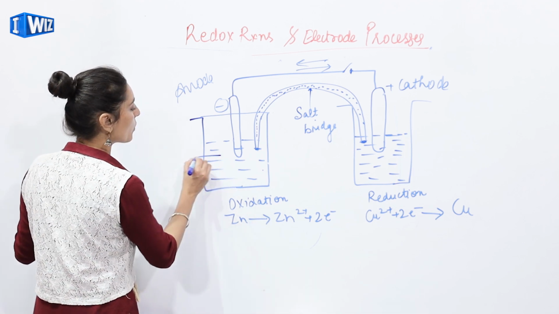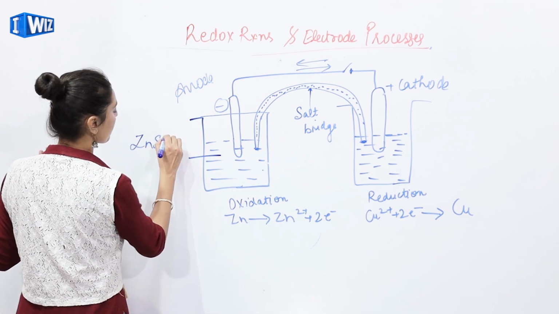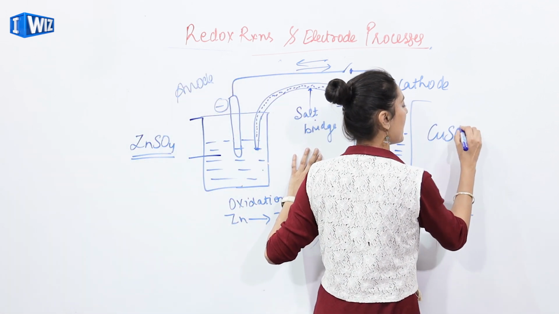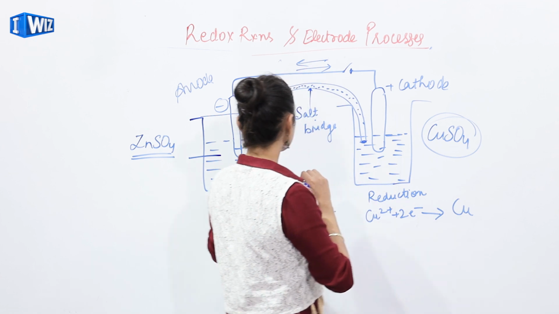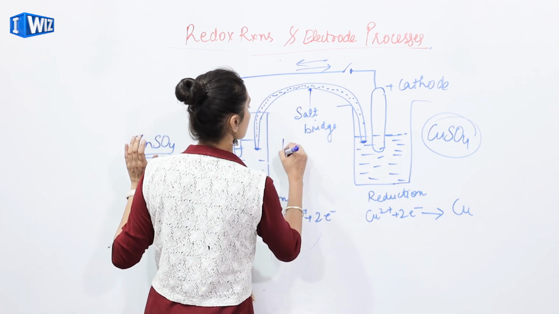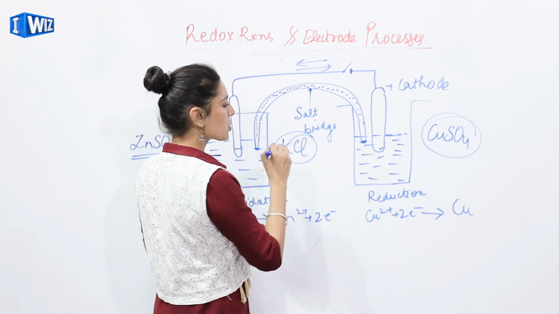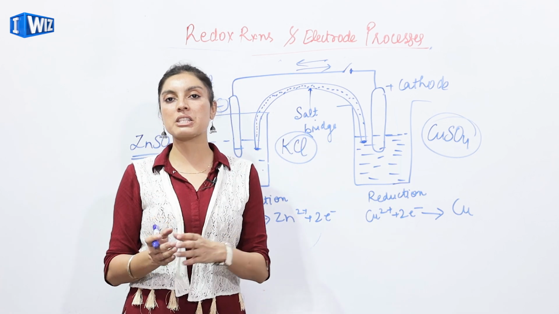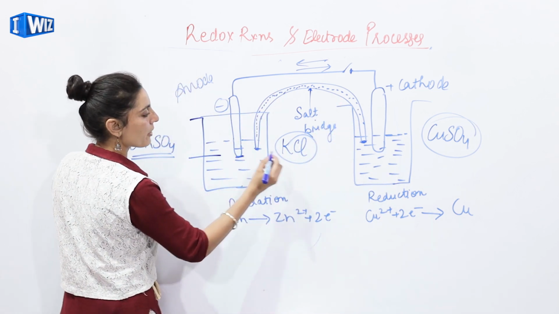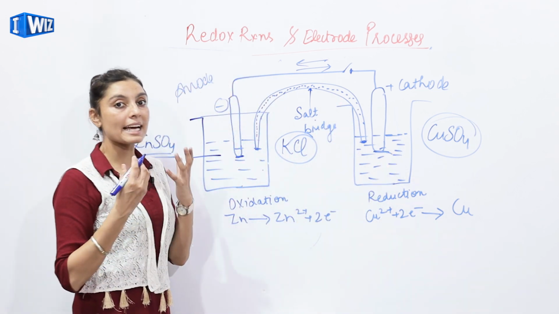In one beaker, we took the zinc sulfate and the zinc rod. In the other one, we took the copper sulfate and the copper rod. Clear? Now, these solutions were connected with the help of a salt bridge, which is potassium chloride here. Salt bridge helps to provide the connectivity of one solution with the other. Here we have the different rods which are acting as the electrodes.